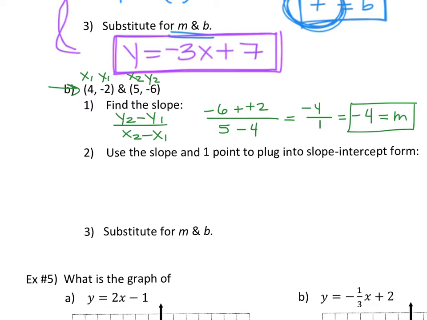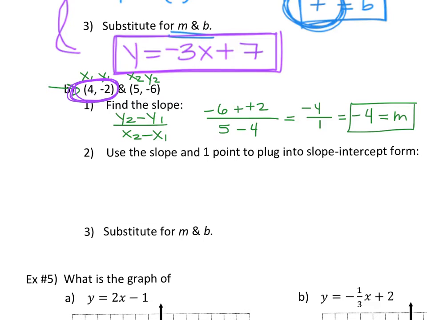Okay, so we found m. Now we have to figure out what b is. How do we do that? You plug in the stuff. Plug in a point. Which point do you want to use? I would probably use 4 and -2 just because they're smaller numbers. But you can use the 5 and -6 if you want. It's not that it's harder. It's just you're going to get bigger numbers when you multiply by -6 than if you multiplied by -2.